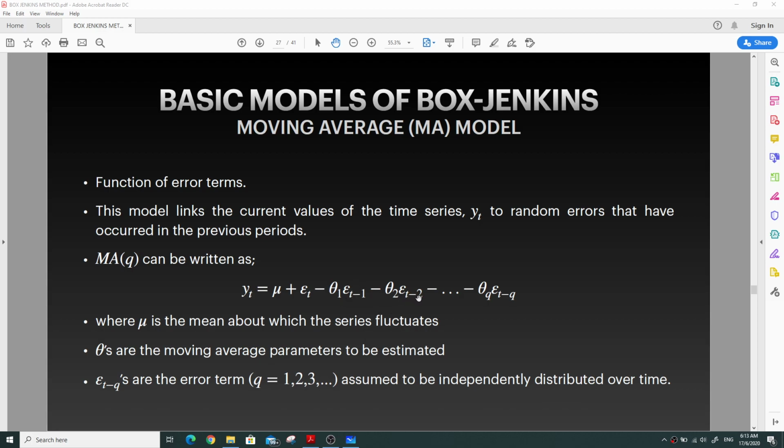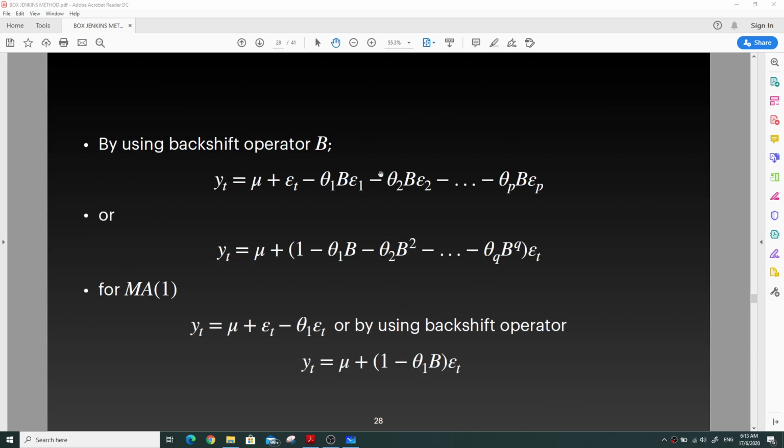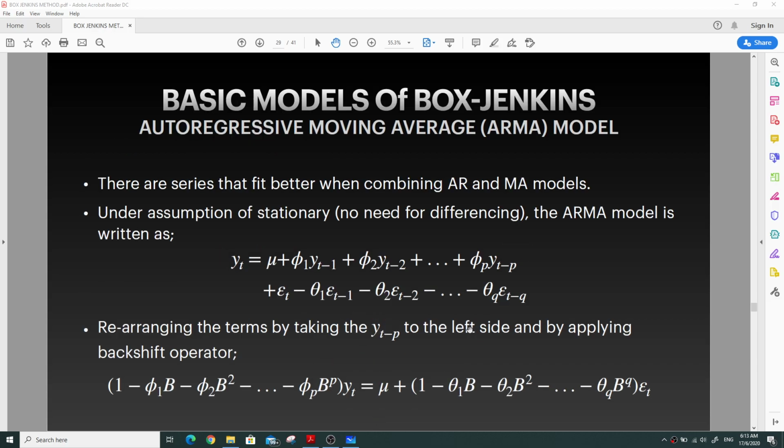Epsilon t minus 2 is actually B squared epsilon t. So we can write it by using the backshift operator. And for MA(1), by using the backshift operator, this is the way we write MA(1). Alright, that's moving average, and sometimes we need both AR and MA to represent our current value.